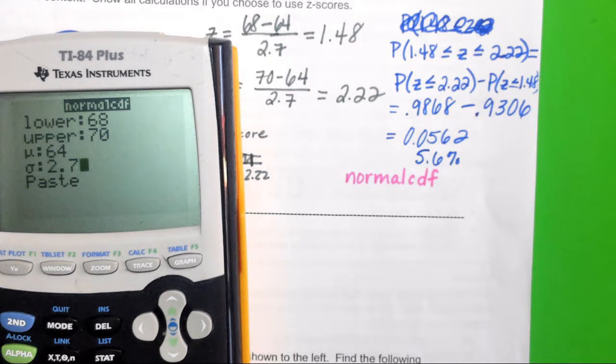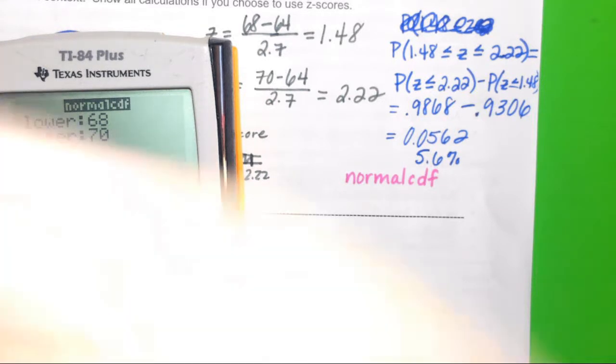Now, you and I had already turned this into z-scores, so could we have done our 1.48, 2.22, mu of 0, and standard deviation of 1? Absolutely, but his way is so much easier. There's no way we could make a typo with this.